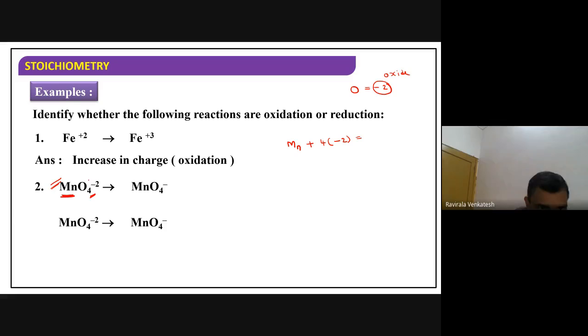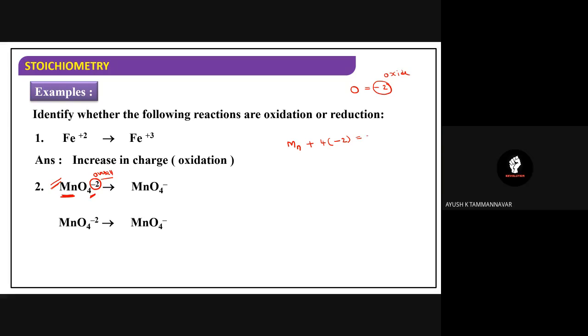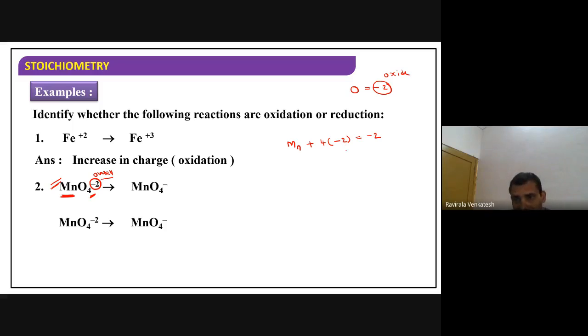Now, the overall charge, how much, beta? What is the overall charge here? This is the overall charge. It is -2. Now, when you do the calculation, how much do we get here, beta? Manganese is equal to how much? 6. Now, let me take this example.